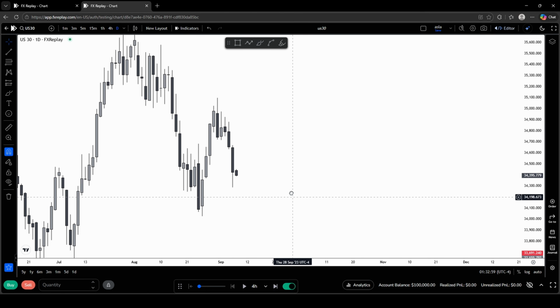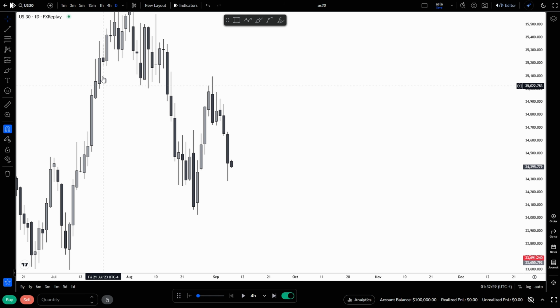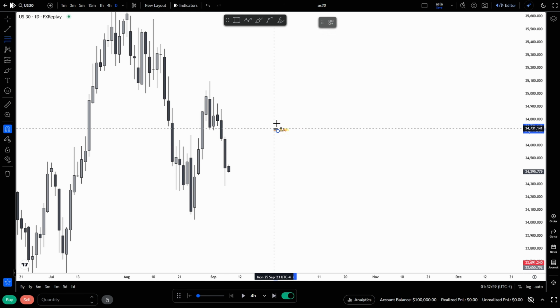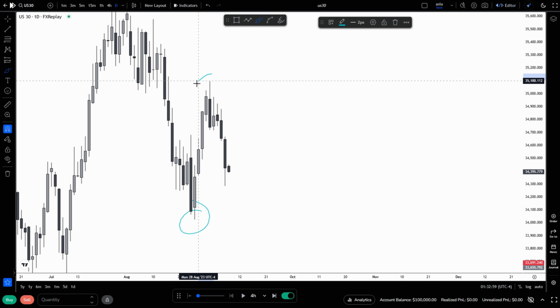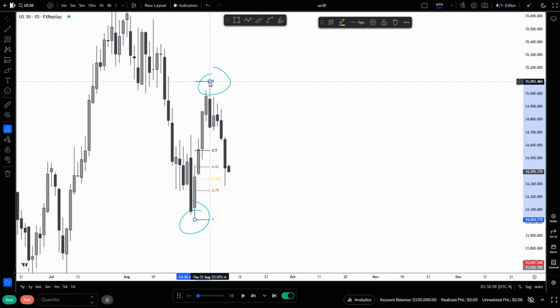Now let's look at the bullish example. Here we first get a swing low, and now we wait for a swing high to form. As price continues moving up, we can keep adjusting the Fibonacci until the final swing high is established. Once that swing high is confirmed, that becomes our range, and the Fibonacci retracement is properly drawn.